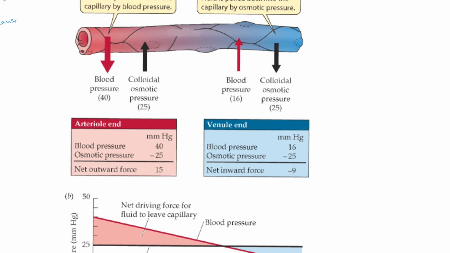So here we are. The blood is coming in from the arterial end and it leaves via the venule end. At the arterial end, the blood pressure or the hydrostatic pressure is higher than it is at the venule end. So we can see here that at the arterial end the blood pressure is 40 millimeters of mercury, and at the venule end the blood pressure is 16 millimeters of mercury. So as you are moving along the blood pressure is dropping. Okay, so the blood pressure or hydrostatic pressure is dropping. So it comes in at a higher hydrostatic pressure, and as it goes along, that hydrostatic pressure drops.